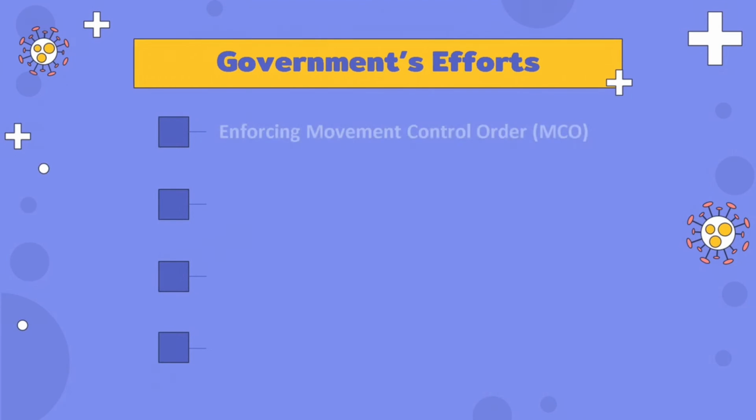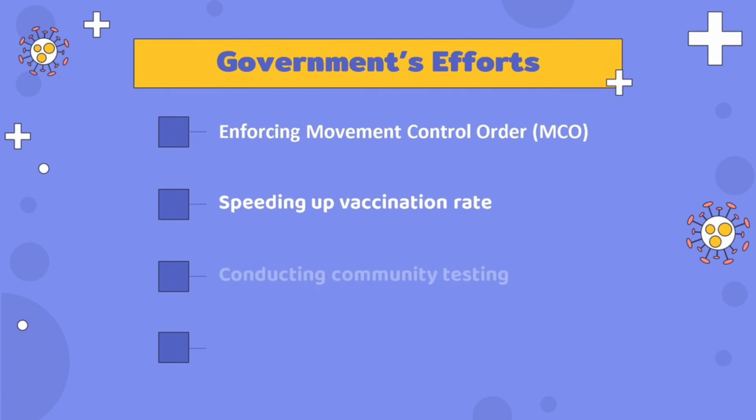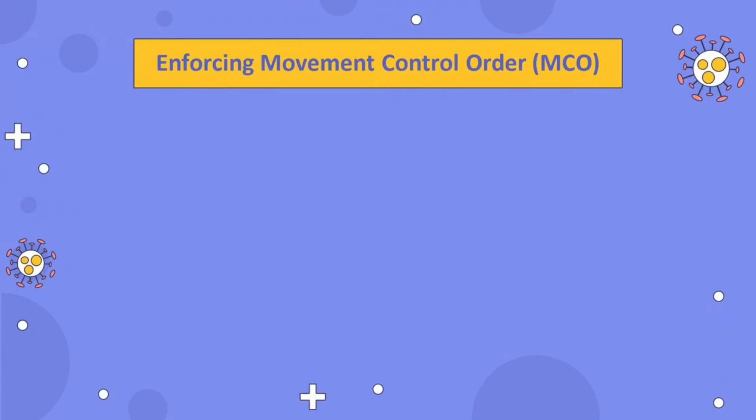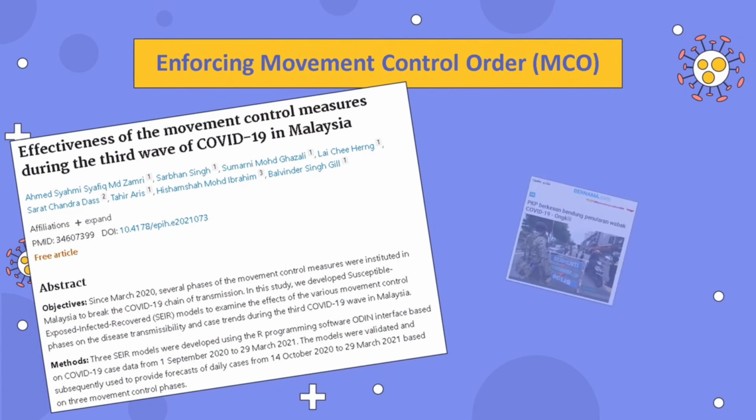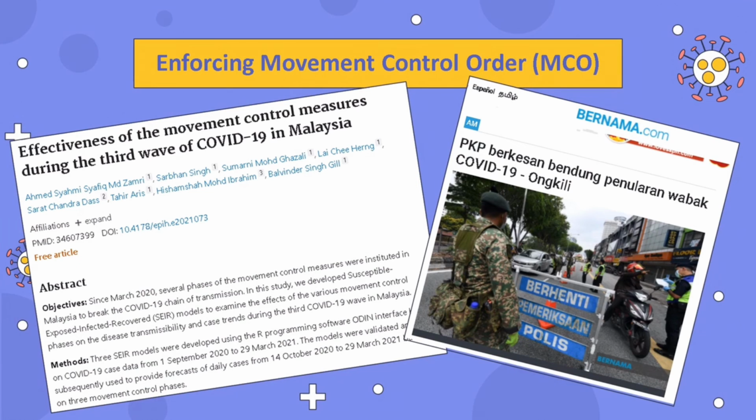The Government of Malaysia is playing an important role in battling COVID-19. Among the effective efforts taken by the Government of Malaysia to handle COVID-19 are enforcing the movement control order, speeding up the vaccination rate, conducting community testing, and developing the MySejahtera application. One of the government's efforts in combating COVID-19 outbreaks is enforcing the movement control order.